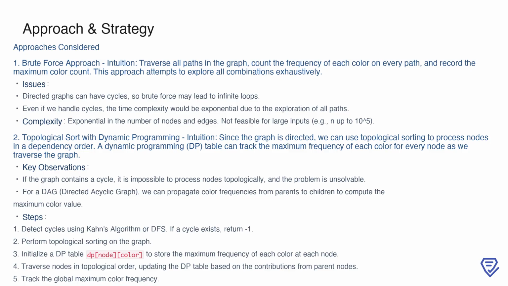The steps involve detecting cycles using methods like Kahn's algorithm or depth-first search, performing a topological sort, initializing a dynamic programming table to store color frequencies, and traversing nodes in the topological order to update the table and track the global maximum frequency. This approach achieves a linear time complexity of O(n + m), where n is the number of nodes and m is the number of edges, making it robust and scalable.